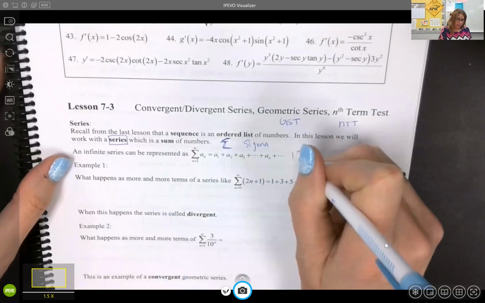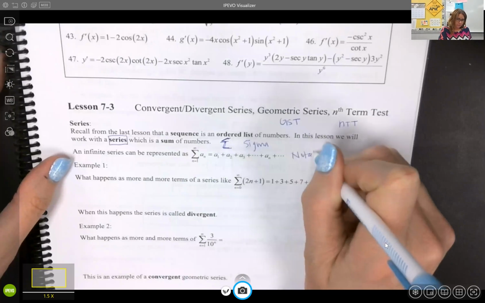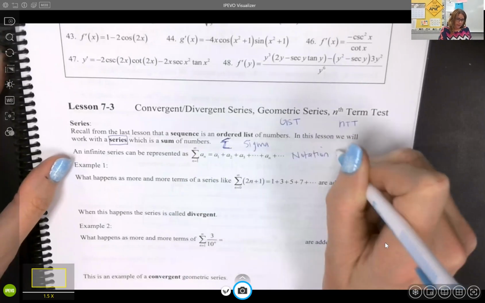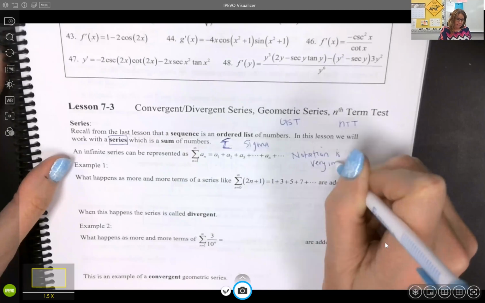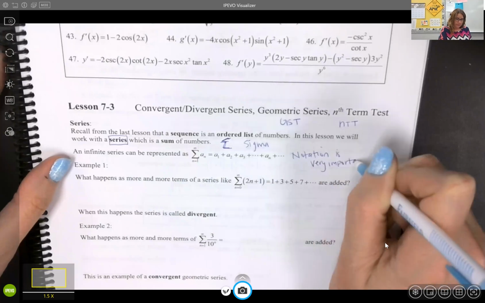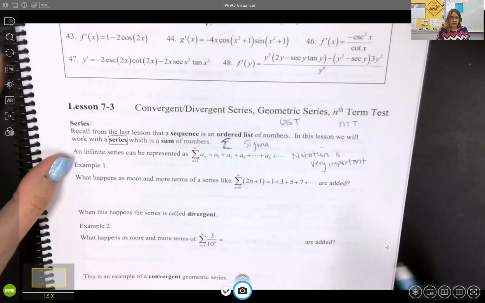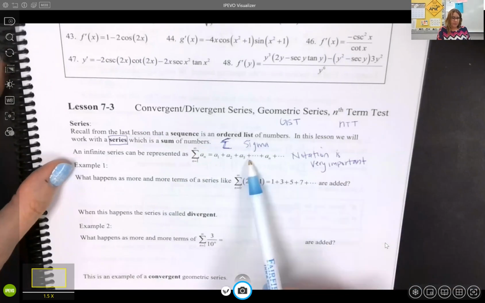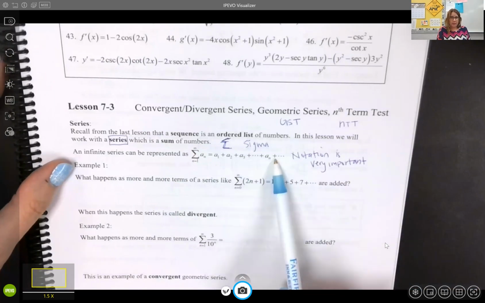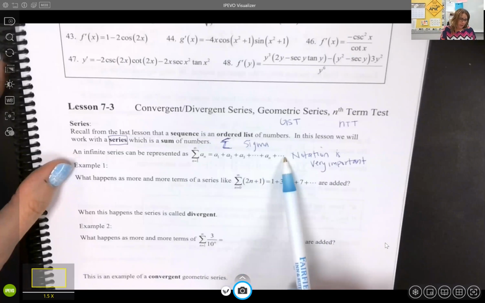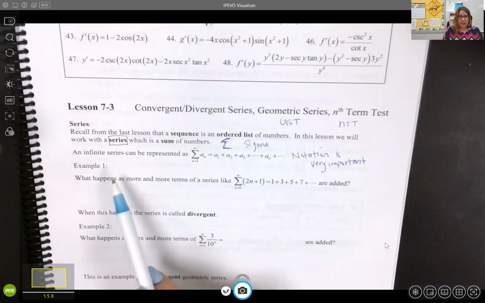This notation right here is very important. Okay, it's really important that you know exactly where your plus signs go and where your ... go. Okay, so we're going to talk about two different types of series.